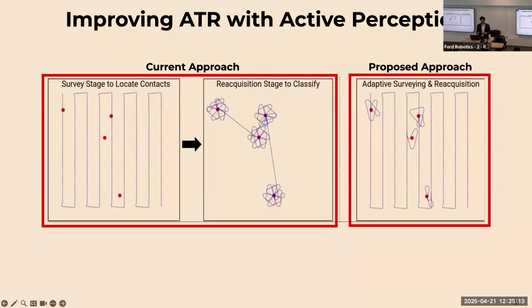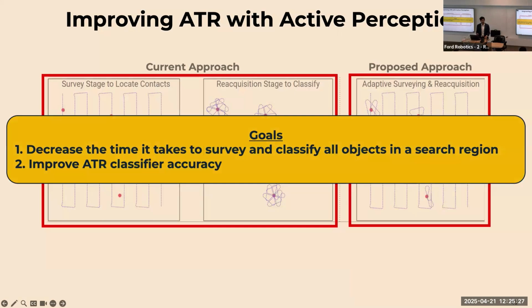This work proposes an adaptive survey and reacquisition framework, where a robot is able to perform the same lawnmower pattern, but when it detects an object, it breaks off and only inspects the object at the most informative views for classification. The goals here are still to decrease the amount of time it takes for survey and also classify all the objects in a search region, and also improve ATR classifier accuracy.